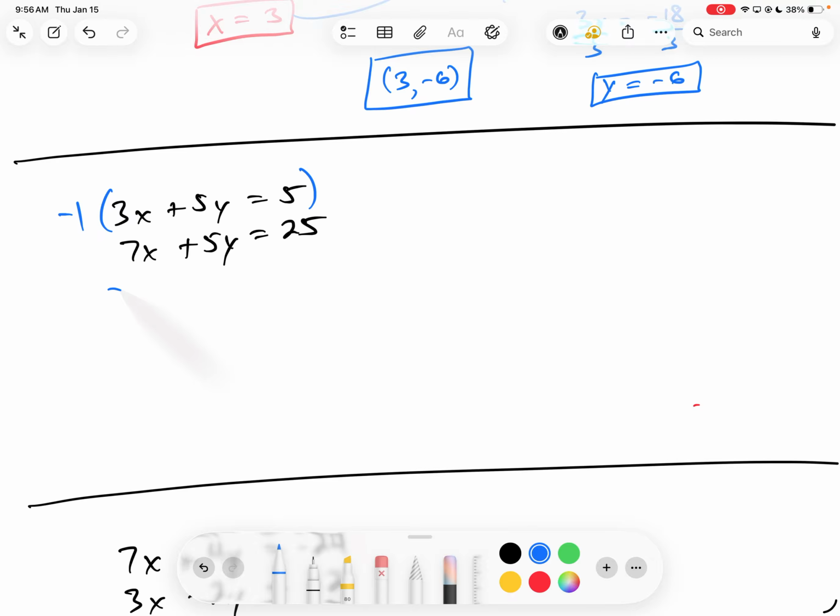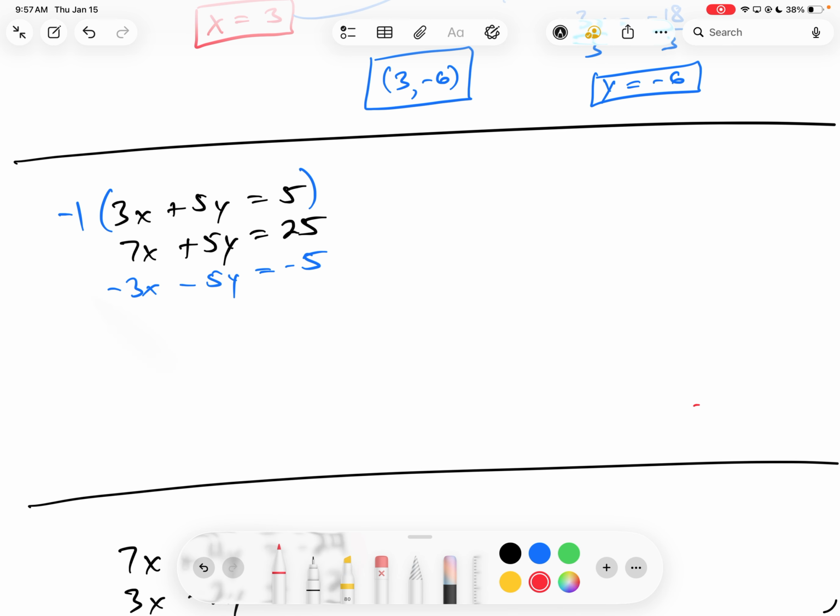So -1 times 3x would be -3x. -1 times 5y would be -5y. -1 times 5 would be -5. So I did not change the equation at all. I just multiplied it all by -1. So make sure you multiply all three things by -1. It's very common to forget to multiply this last one just because it's over there by itself. So make sure you multiply all three things, all of it, by -1.